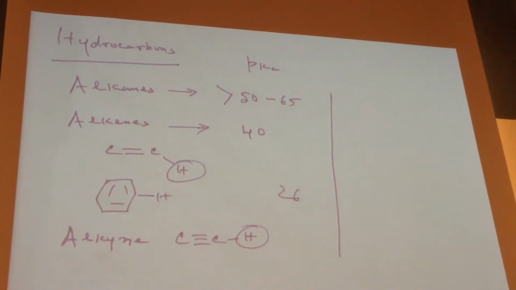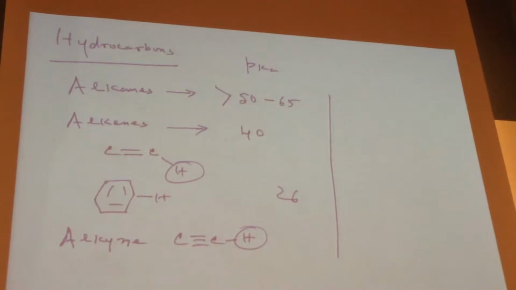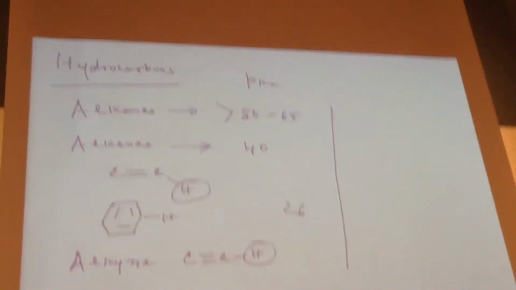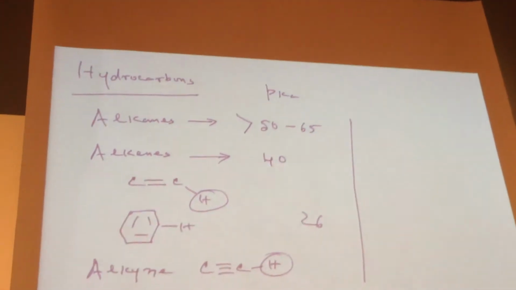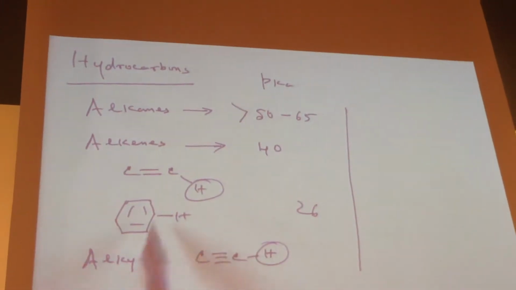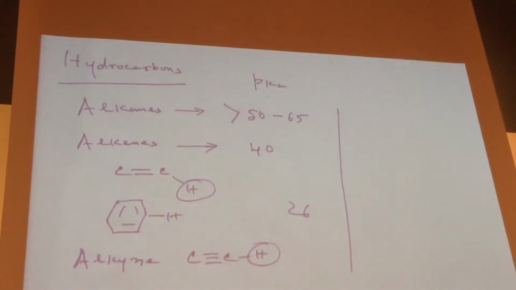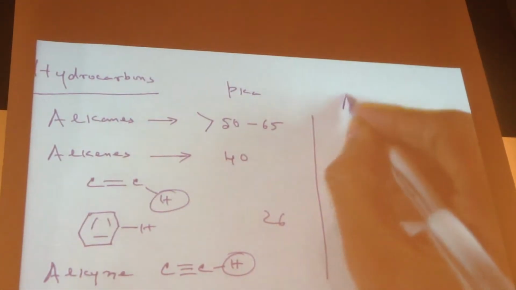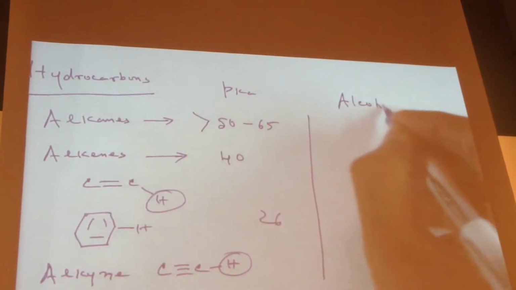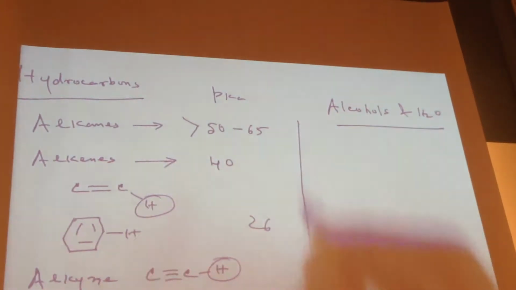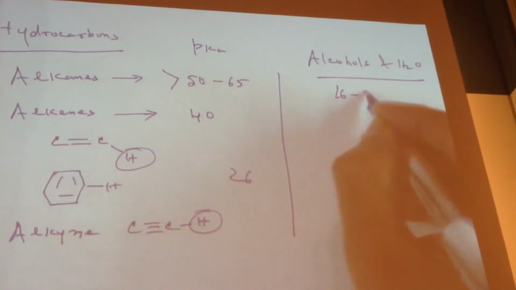And so you should be able to figure this out from the hydrocarbons that they are. If it is alkane hydrogen, sp3 hybridized carbon joined with hydrogen, that is above 50. If you have alkenes, they're around 40. If you have alkynes, they're about 26. Okay. Now, alcohols and water have approximately the same pKa, which is about 16 to 18.